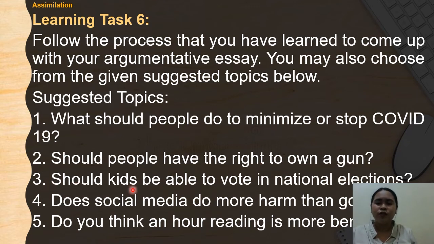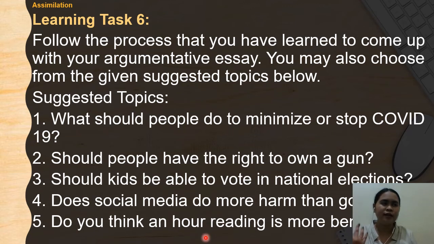Number 3, should kids be able to vote in national elections? Dahil napapanahon na rin, dahil malapit na yung election next year. Number 4, does social media do more harm than good? Or number 5, do you think an hour of reading is more beneficial? So, these are just the suggested topics na pwede mong gawan ng argumentative essay.